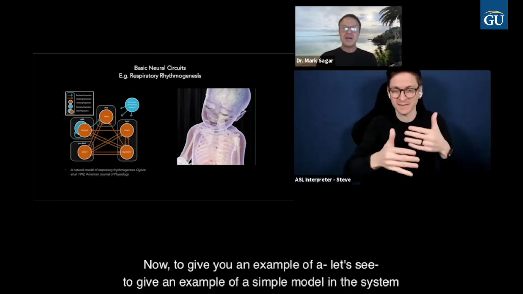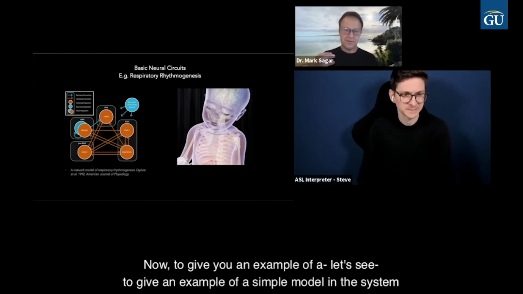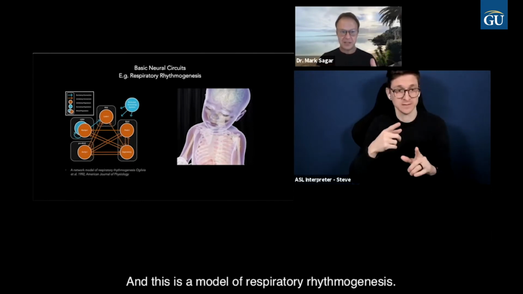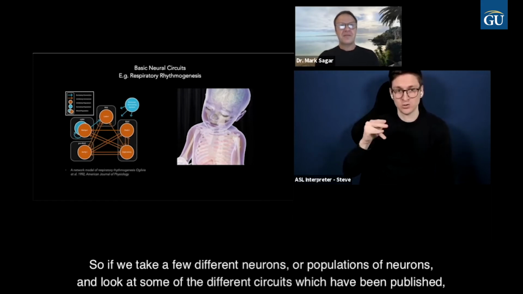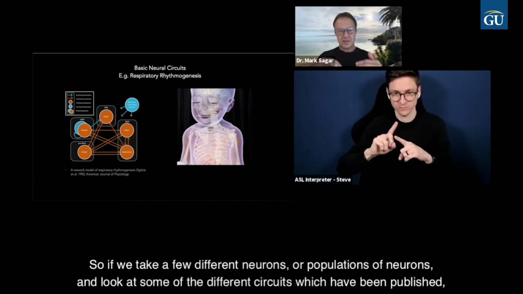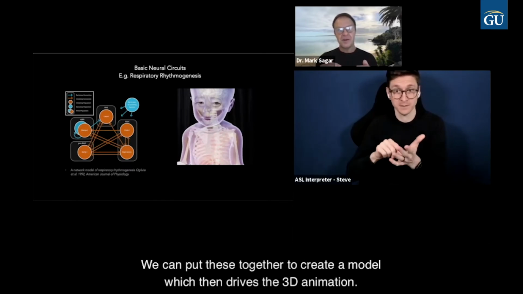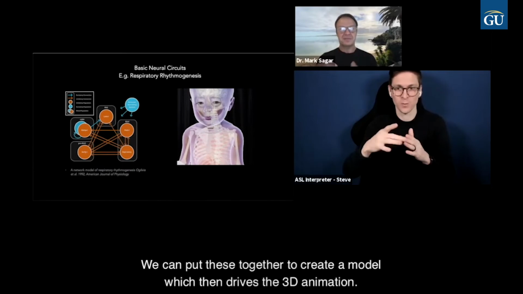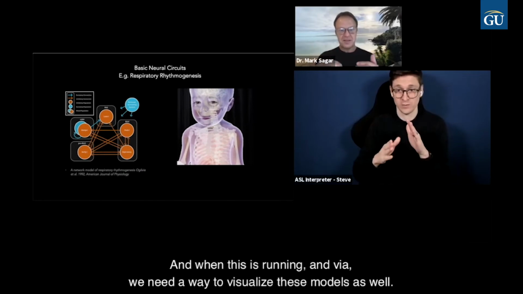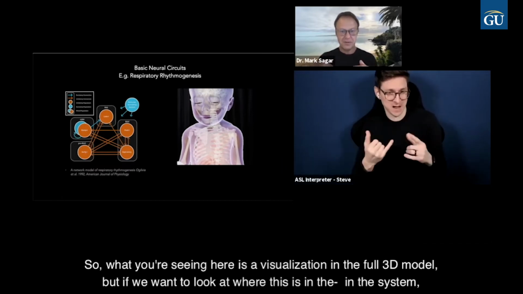To give an example of a simple model in the system, this is a model of respiratory rhythmogenesis. If we take a few different neurons or populations of neurons and look at some of the different circuits which have been published, we can put these together to create a model which then drives the 3D animation. When this is running in BL, we need a way to visualize these models as well. What you're seeing here is the visualization in the full 3D model.